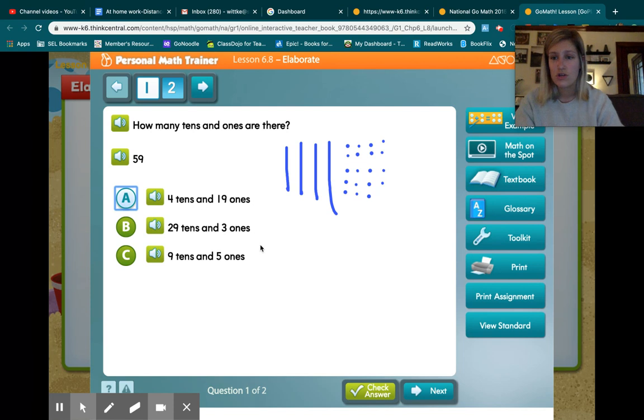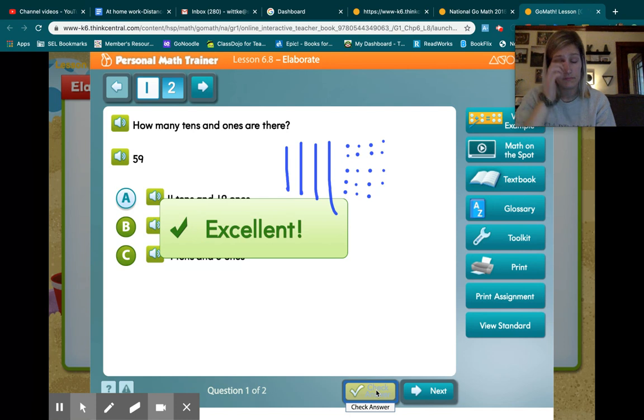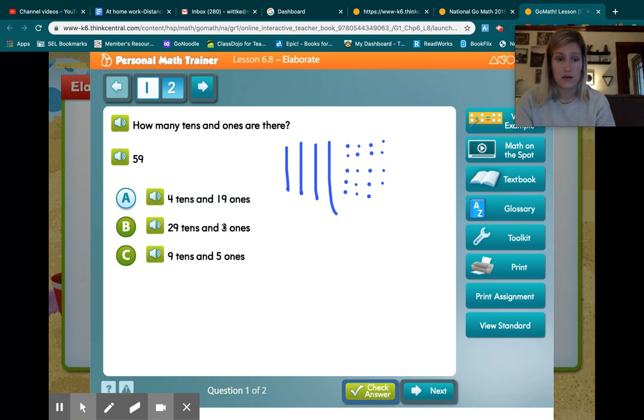Let's look at the other two to make sure we can figure out why they're not correct. 29 tens and 3 ones. Wow, that's way too many tens. And 9 tens and 5 ones. Let's count what that number would be. Count 9 tens with me. 10, 20, 30, 40, 50, 60, 70, 80, 90. So you're already at 90, which is way more than 59. So that is why A, 4 tens and 19 ones, is the right answer. Excellent! Okay, you guys.